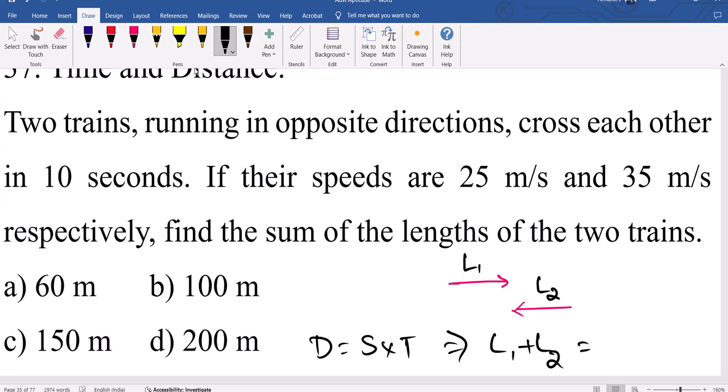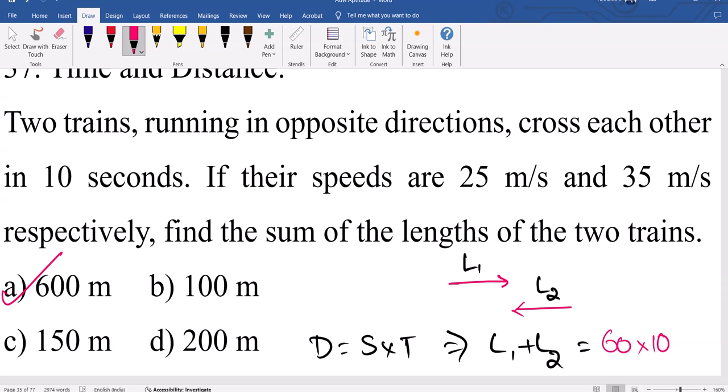Speed: for opposite direction, speeds must be added, 60. Timing 10. Answer is 600. The sum of the lengths of the two trains, 600, should be your answer. Sometimes they'll say both the train lengths are equal, and ask what is the train length. Then it is 300. You have to read that question carefully. Here, sum of the lengths of the two trains is asked, equal not mentioned. Whatever it may be, they're not asking individual lengths.